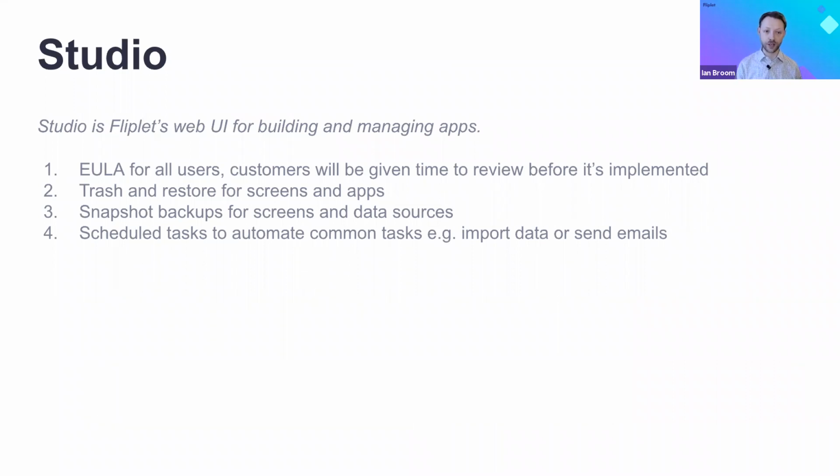So Studio is getting a number of updates. We're going to be adding an end user licensing agreement for all users, and we will be giving customers the ability to review the EULA before it's implemented and before your end users need to agree to it. We're going to be adding in trash and restore for screens and apps. We're going to be adding snapshot backups for screens and data sources, although I have a feeling that feature may already be in testing or live. And we're also going to be adding in scheduled tasks to automate common tasks. So for example, import data or send emails.